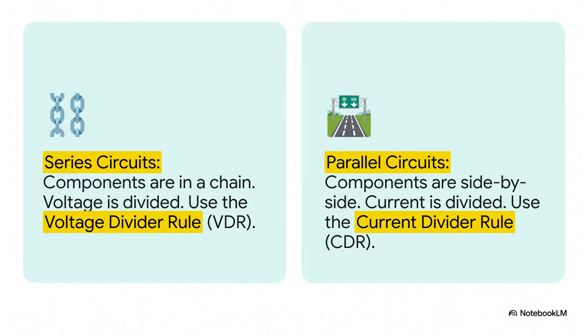Now, these shortcuts only work in specific situations. If your components are in series, connected end to end, like links in a chain, then the voltage gets split up between them. That's the perfect time to use the voltage divider rule. But if they're in parallel, connected across the same 2 points like lanes on a highway, then the current gets split up. And that's where the current divider rule comes in handy.